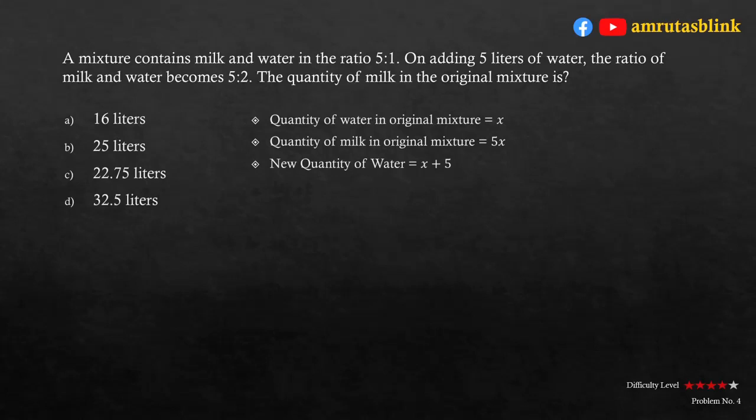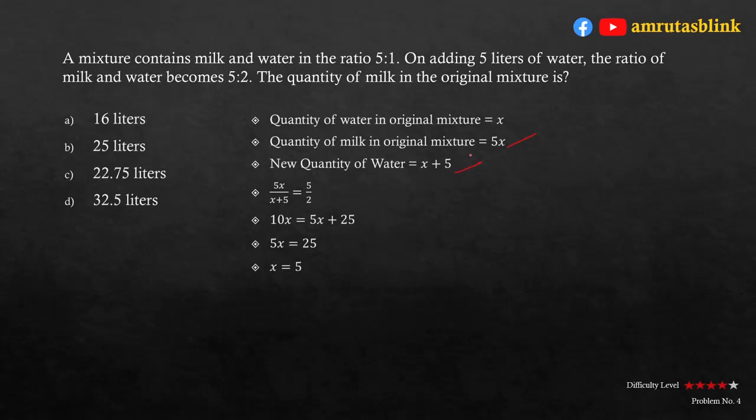So simply we can say 5x/(x + 5) is equal to the given ratio, which is 5:2. So 5x/(x + 5) = 5/2. By cross multiplication we will get 5x into 2, that is 10x = 5x + 25. 5x = 25 and hence x = 5.